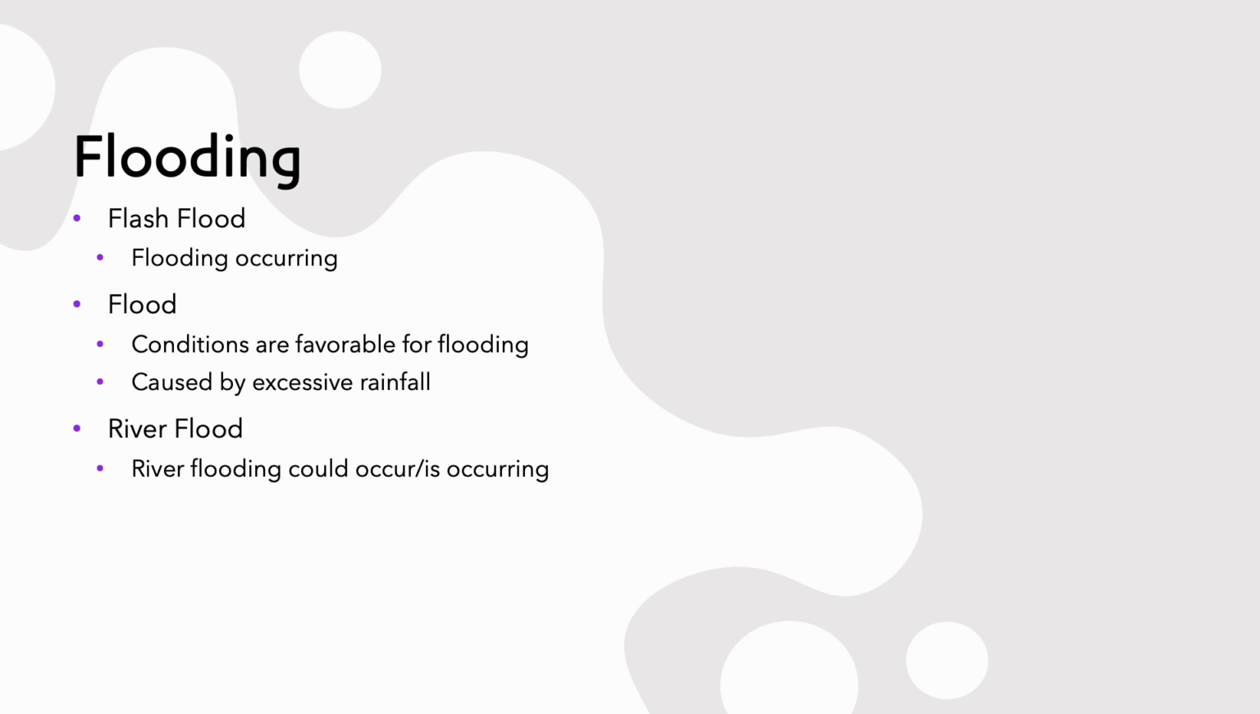So a flash flood is when the flooding occurs kind of out of nowhere. Usually there's heavy rainfall. Just a flood would just mean that the conditions are favorable for flooding, again, caused by excessive rainfall. And then a river flood is when a river overflows, causing flooding outside of the river.